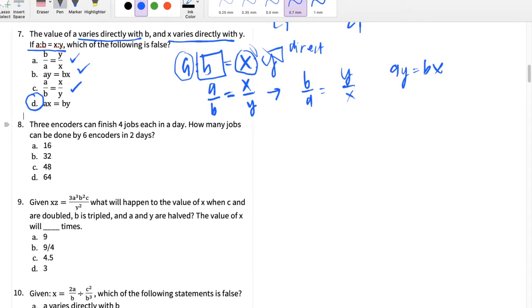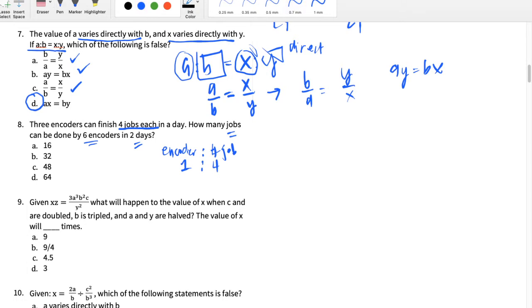Number 8, 3 encoders can finish 4 jobs in a day. How many jobs can be done by 6 encoders in 2 days? Okay, so dito guys, meron tayong direct proportion. Okay, kasi syempre, the more encoders you have and the longer days you have, more jobs you can finish. Okay? So, alam ko, medyo marami nag-message sa akin dito and nalito na rin ako kaka-message sa mga tao. But here, ang ratio natin would be encoder is to number of jobs. Okay? Finished in a day. So if you have, guys, take note ha, 4 jobs each. So ibig sabihin, 1 encoder will finish 4 jobs.